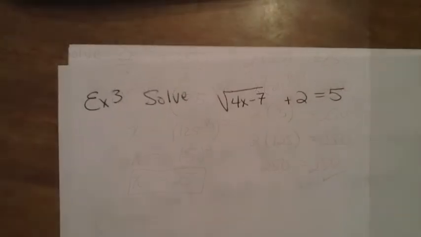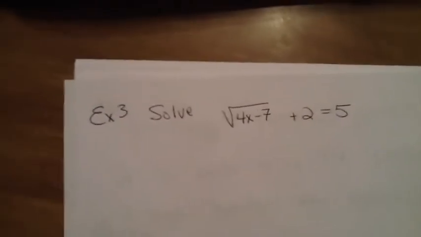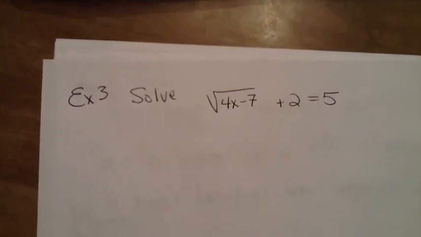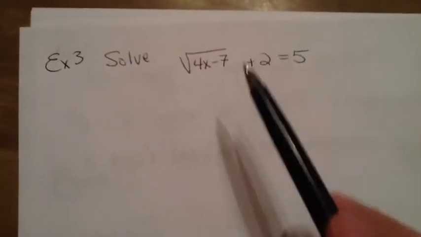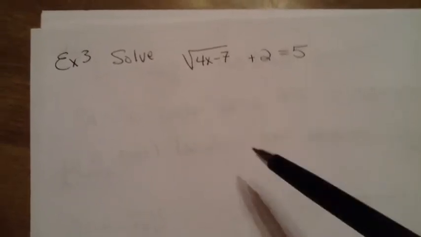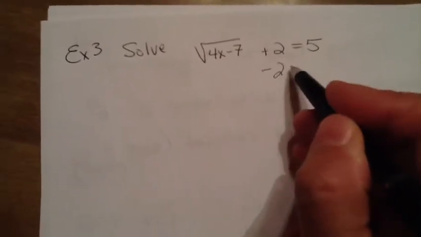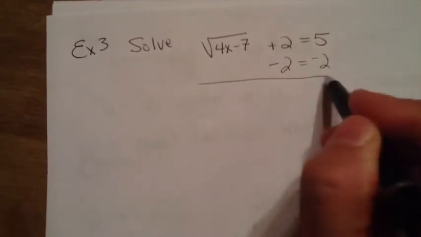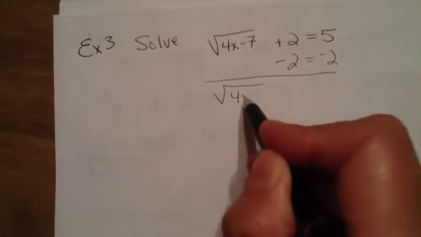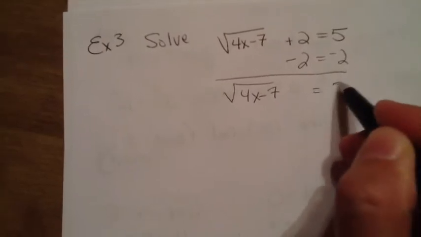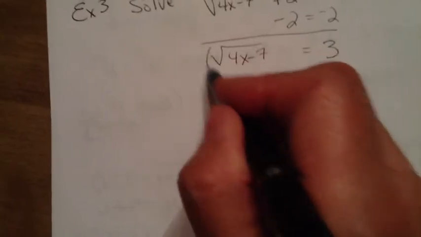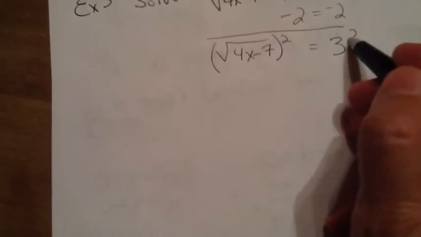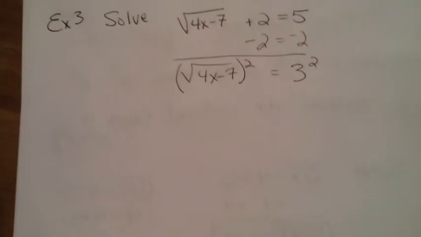All right, so let's look at this example. Notice it says solve the square root of 4x minus 7 plus 2 equals 5. The goal here is to get this radical all by itself. So I'm going to subtract 2 from both sides. And I have the square root of 4x minus 7 equals 3. I need to get rid of the square root sign. To get rid of the square root sign, I square it. That's how I undo a square root.